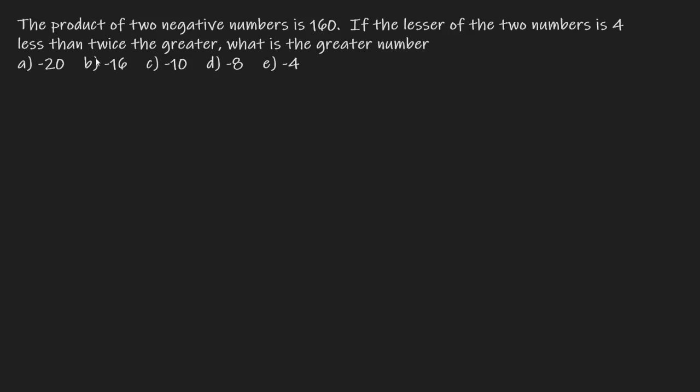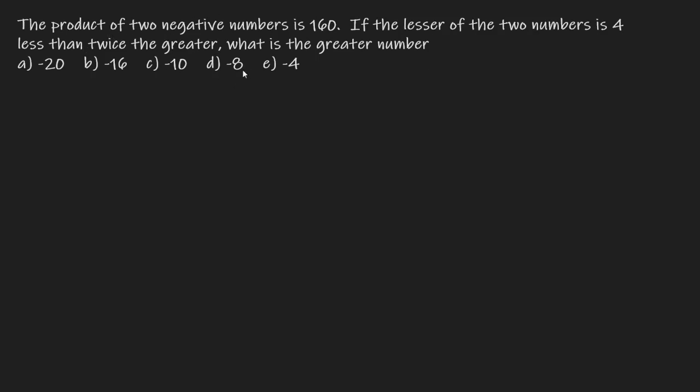Today we have an equation question, and the question goes: the product of two negative numbers is 160. If the lesser of the two numbers is 4 less than twice the greater, what is the greater number? And the answer options we have are minus 20, minus 16, minus 10, minus 8, and minus 4.